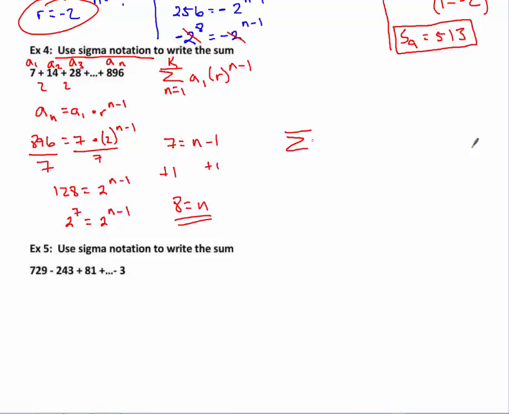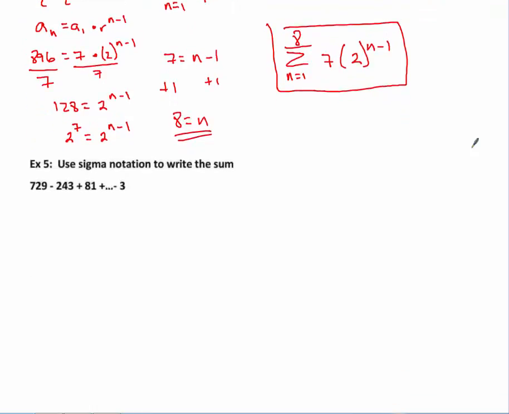So our summation says we're going to go from n equals 1 to 8. And I put k up here. That just was a different letter than n, so I didn't want you to get confused. K's and n's are kind of interchangeable on these. Of a sub 1 times r to the n minus 1. So that is the way you would write 7 plus 14 plus 28 plus all the way up to 896 without actually writing it all the way out.